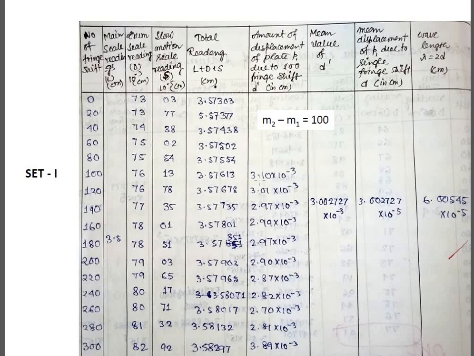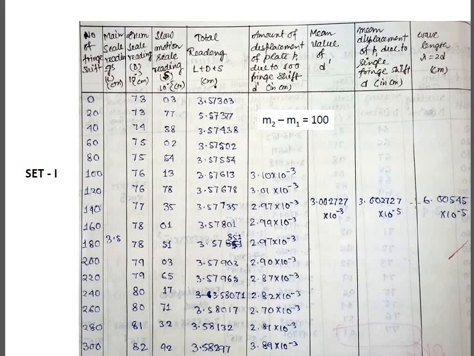Okay, now same. So this first reading corresponds to 100 minus 0. The next reading corresponds to 120 minus 20. After that 140 minus 40. After that 160 minus 60. So that this m2 minus m1 is equal to 100 condition is fulfilled. And this is the corresponding difference in distances. And then here I have done the average of these distances and then the mean value. And from there you see lambda is equal to 2d. This is the average value of the sodium wavelength.